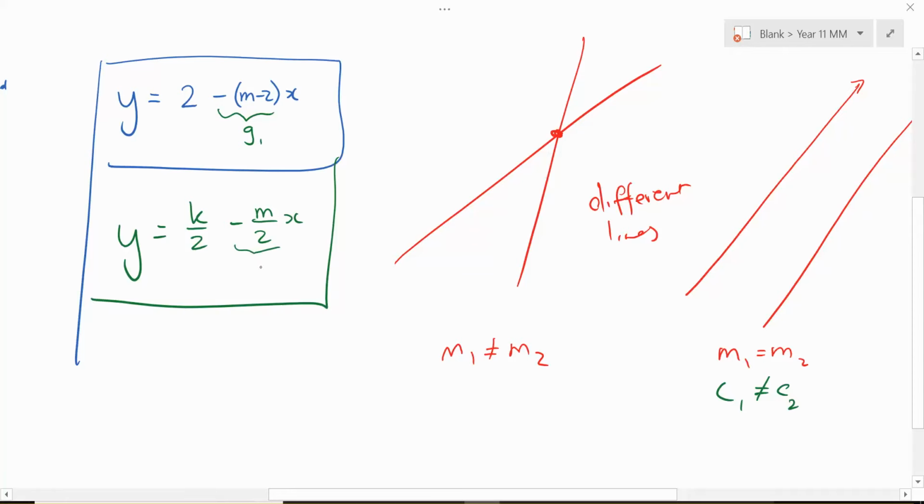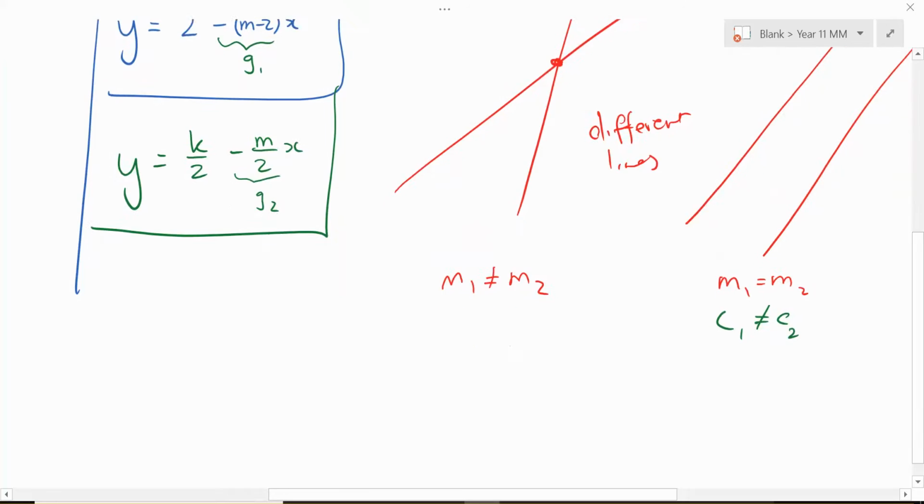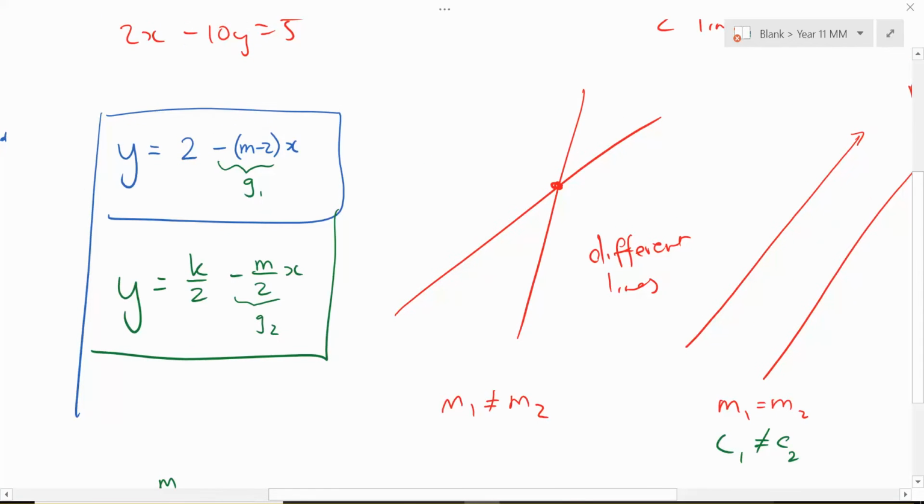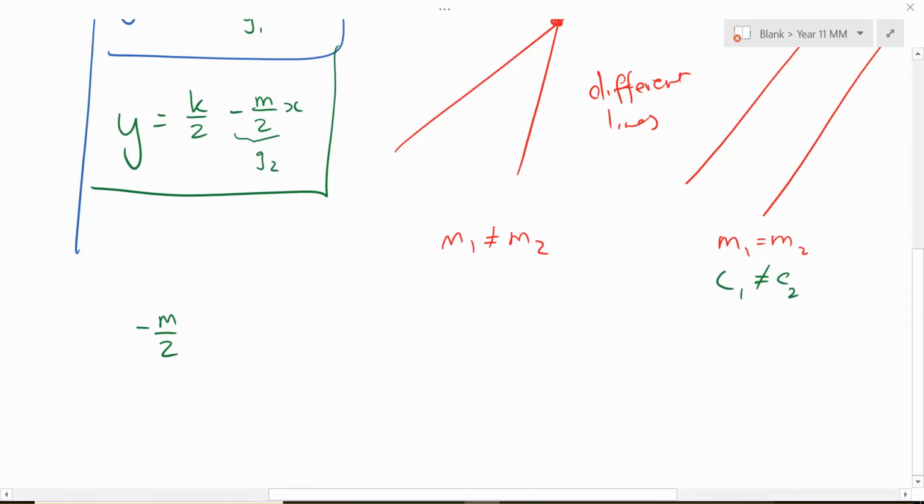This is gradient 2. So the first thing you said is gradients have to be the same and y-intercepts have to be different. So I'm going to write it down. So gradients have to be the same, right? Minus m over 2, that's the gradient of g2. It has to equal the gradient of 1, because that's what you said here. m1 equals m2. This is the gradient. This is the gradient. How do you know if they're parallel lines? If their gradients are the same, then it's parallel. So you check it now.